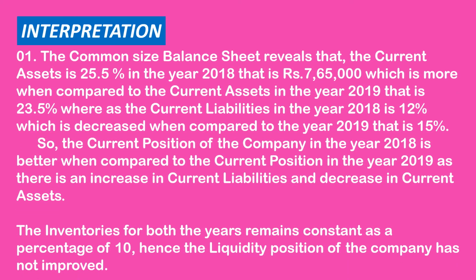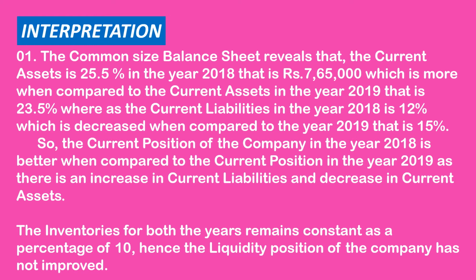Let's move on to the interpretation, where the first step is you have to know the current financial position or liquidity position of the company. That is number 1. The common size balance sheet reveals that the current assets is 25.5 percentage in the year 2018. That is 7,65,000, which is more when compared to the current assets in the year 2019.